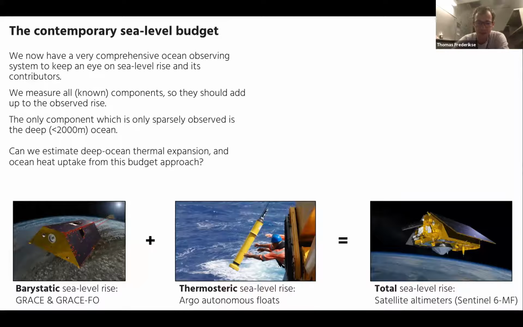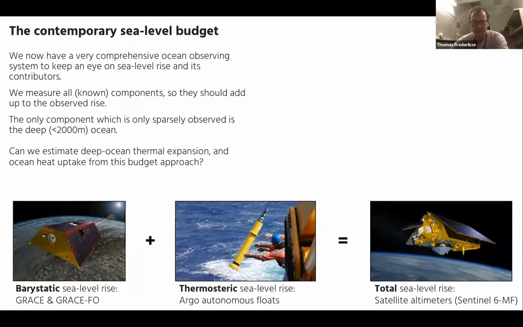And finally, we have the Argo float network. That's not fully from space. Those are floats with a thermometer, a conductivity meter and a pressure meter on board that float freely in the ocean. They go to depth, measure temperature and salinity on their way down and up, and then transmit their measurements back to land. And from these temperature changes, we can deduce thermosteric sea level change, because we know how the density of water changes when the temperature changes.